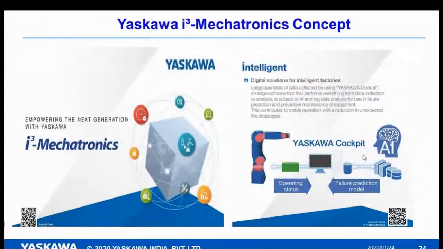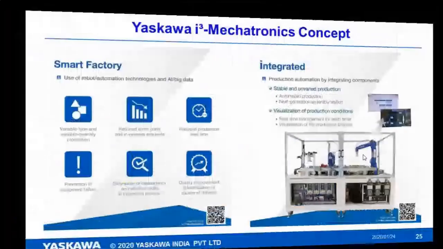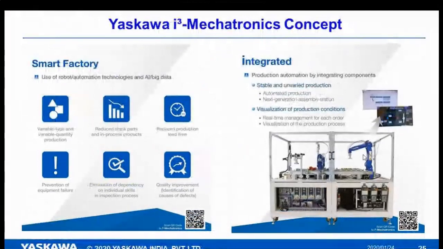This is how we are working with the robot with the Escava cockpit. Escava iCube Mechatronic has inbuilt Escava cockpit software. From operator status to failure prediction, everything we can connect with the computer. This kind of cell is a complete robot with multi-tooling. You can have stable and unvaried production. It is not needed to have only one model production. You can change the production to X, Y, Z, any production, and the robot changes automatically.